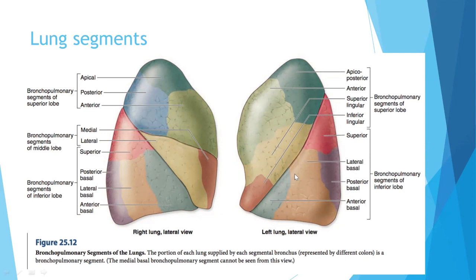All these lung segments become important in different radiological investigations like CT scan and MRI. Then we can label where the pathology is actually occurring. Instead of labeling a single lobe, we can label a specific part of that lobe. This is called a bronchopulmonary segment, and it indicates that each of these areas is supplied by its own segmental bronchus.